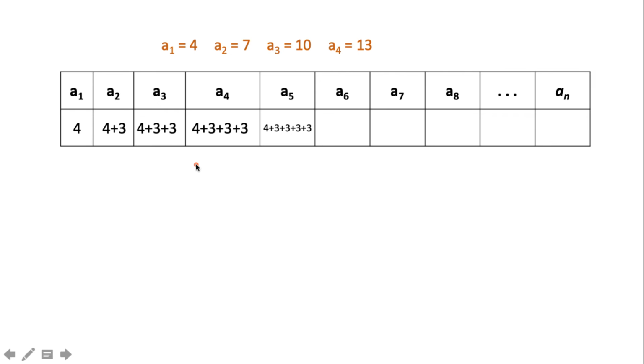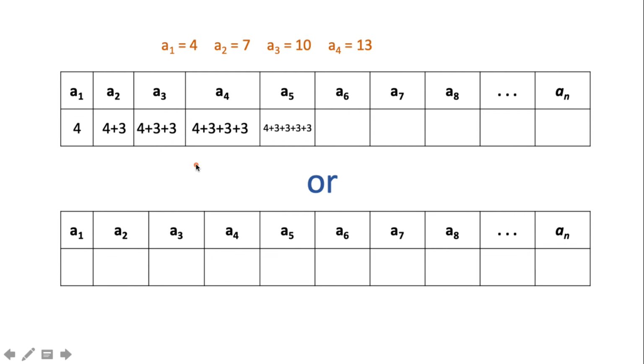Or we can write the terms this way. Again, first term is 4. In the second term, we copy the value of the first term. Then we need to add the number of common difference in that position. And since there is only 1 3, we write 1 times 3.